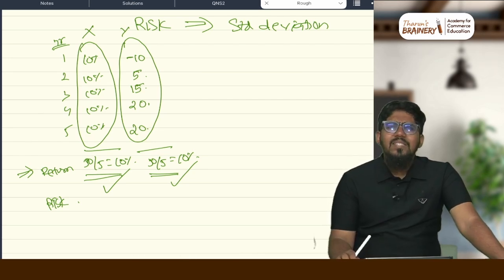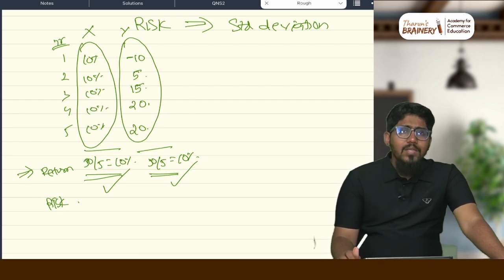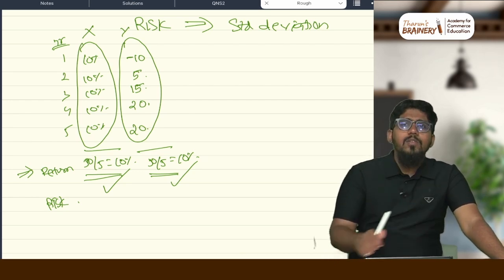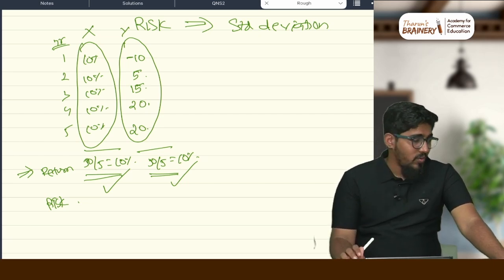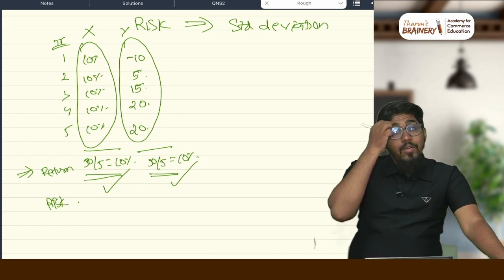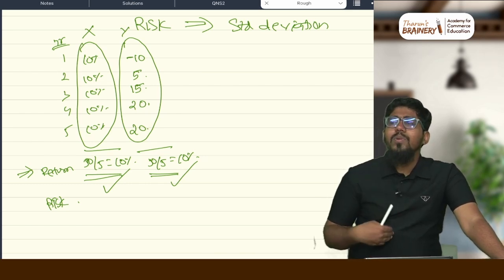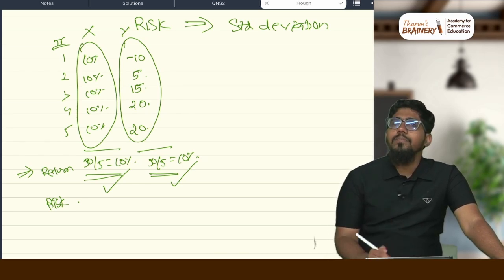Which one do you feel is risky? Logically, Y is risky. Why? Because in Y, a negative return is also possible. You are investing in Y, and you may get a negative return. That is why it is risky. Are you all with me? Risk is nothing but how much you are able to lose. What is the variance? That is the risk.